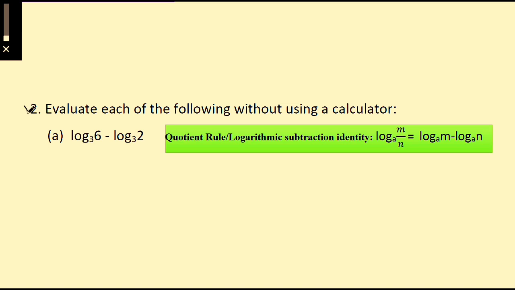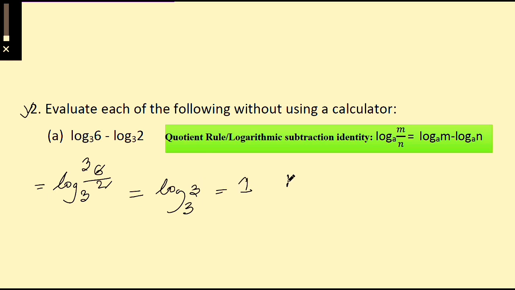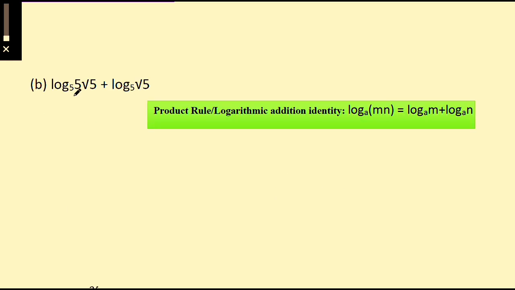Here question 2 asks: evaluate each of the following without using a calculator. Question A, we have two logs with subtraction relation with the same base. So as a single log we can write it as log 6 over 2 to the base of 3. So if we divide 6 by 2 it will be 3. So finally we will get log 3 to the base of 3. As we know, when the log and base are the same then it will become 1. So finally the answer will be 1.